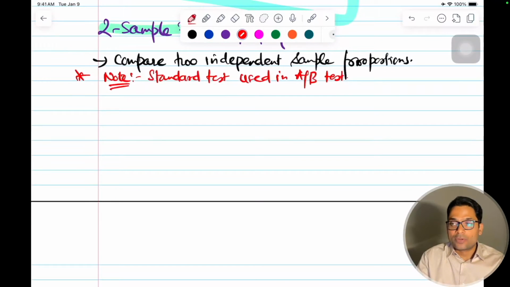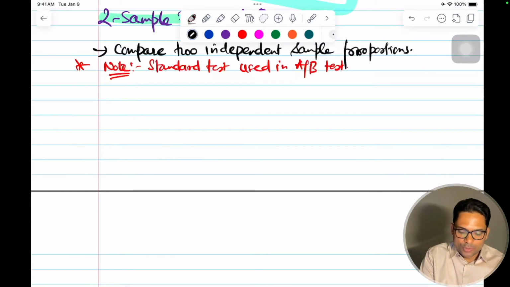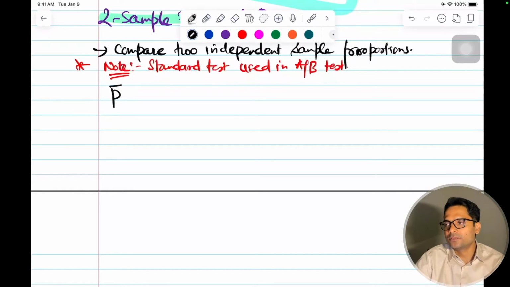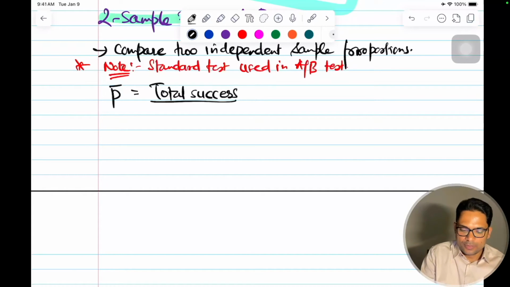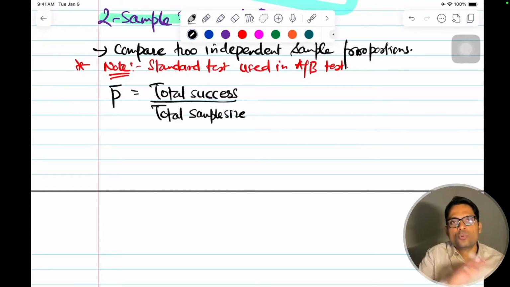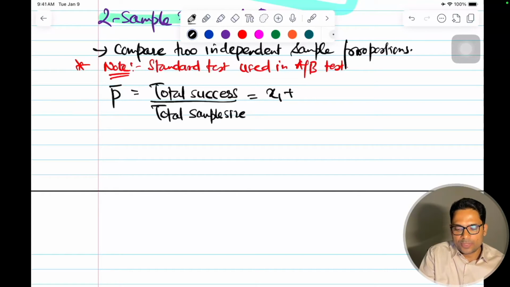Okay, we will do an example so that will make it amply clear. And how do we define it? There are more terms here. There is one p bar, which is your average of total success. This is the average across both the samples, that is total success in both the samples by total sample size. What is my total success? Total success will be x1 plus x2 if there are two samples, by n1 plus n2.